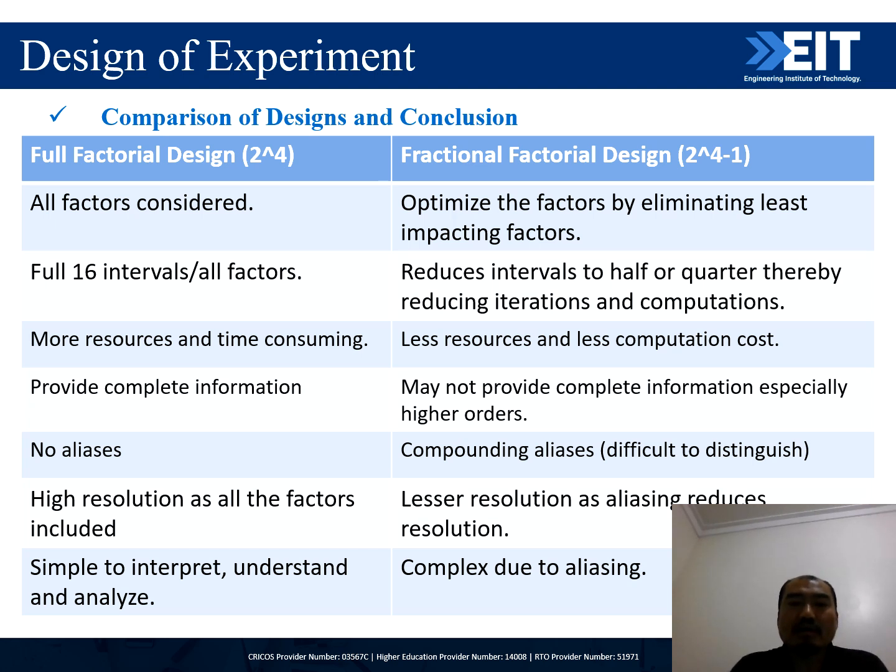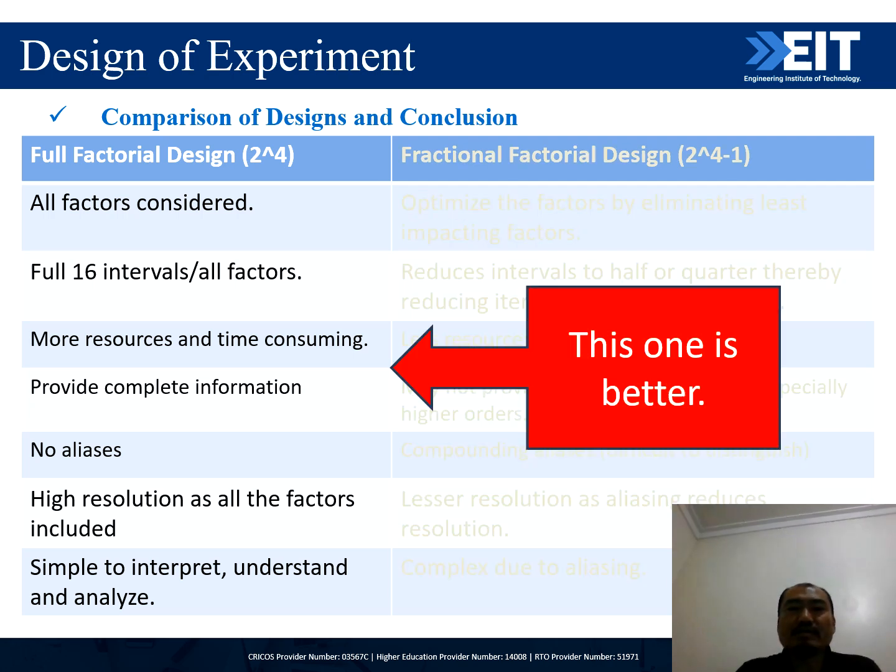And coming to the resolution, because of the aliases, the fractional design will have lesser resolution, and of course because of these aliases it becomes a little bit more complex to find out the aliases and then do optimization, whereas it is simple for the full factorial design. So considering these factors, I can definitely say that while fractional design reduces the computation cost, there are more advantages in the full factorial design, and full factorial design is better.